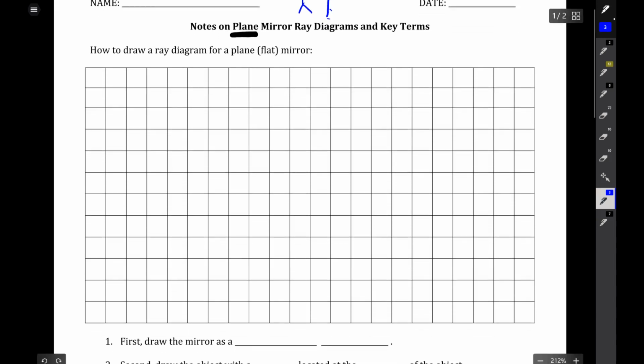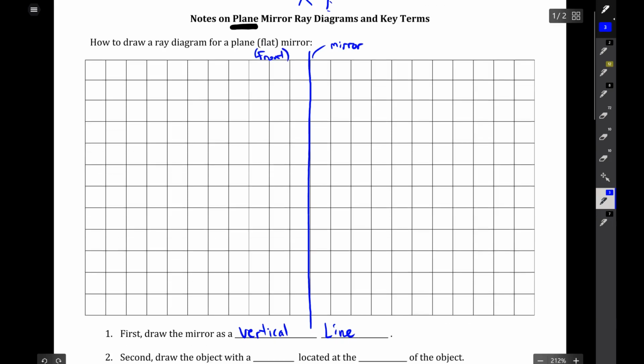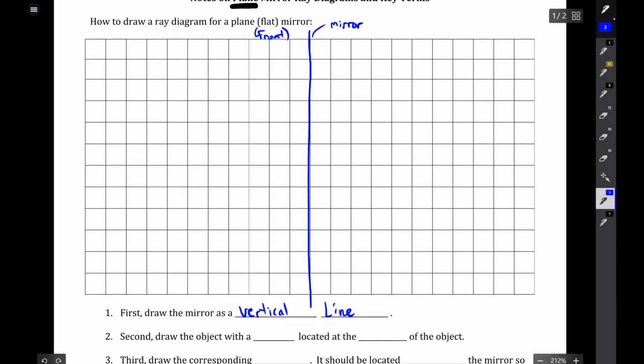All right, so the first thing we want to do is sketch the mirror. And we sketch the mirror as a vertical line. Now later on when we do problems and the mirror maybe is at an angle or something, then things will change. But in general, if we're just sketching a situation, it's always really helpful to just make the mirror a vertical line, and the vertical line will go straight down the middle of the page. I like to label that this is the mirror so I know what that line represents, and I also like to label the front of the mirror. That way we know where's the object and where will the image be.